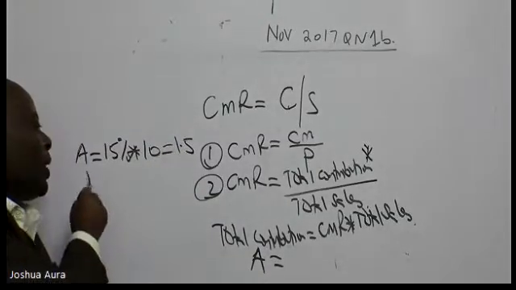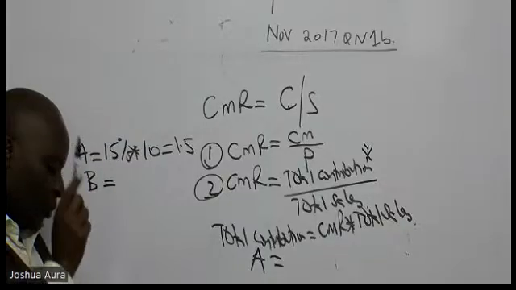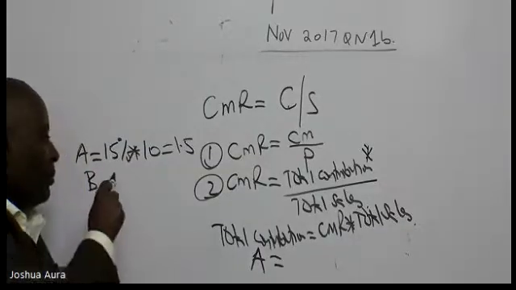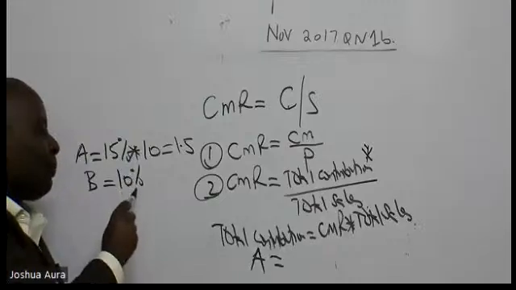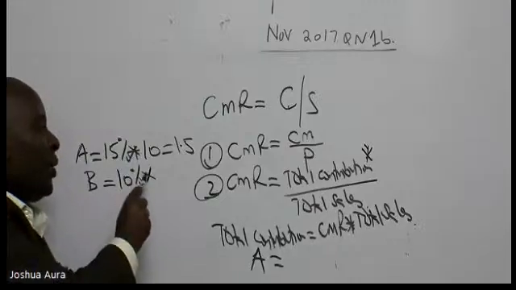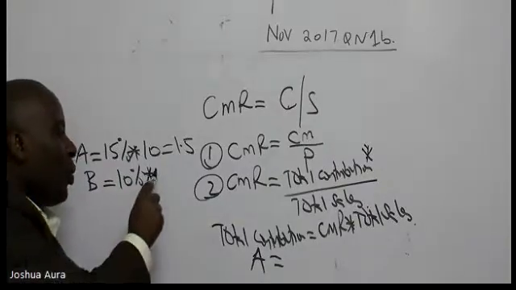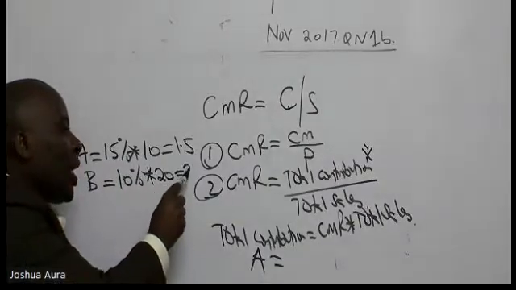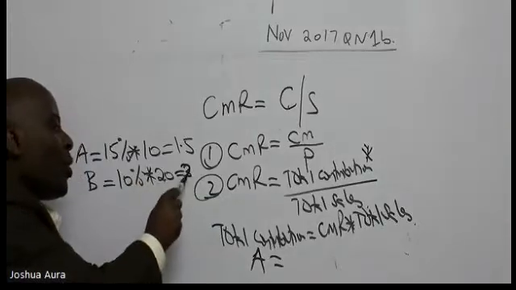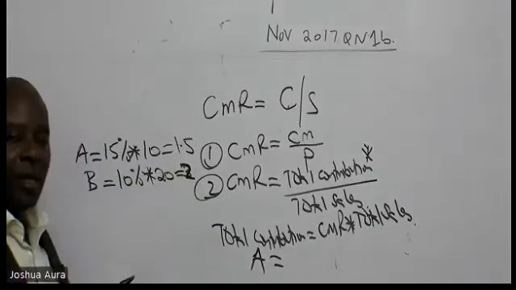How about B in this case? I can see the contribution percentage of B is 10%, right? Times the sales of B, which I can see is 20 million. So I can see a cool 2 million there.